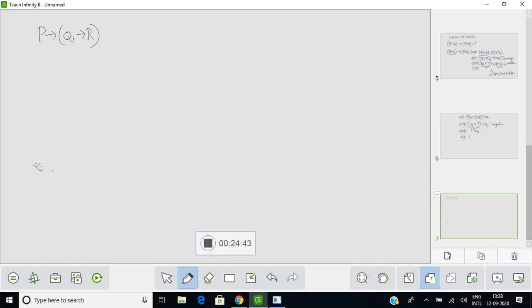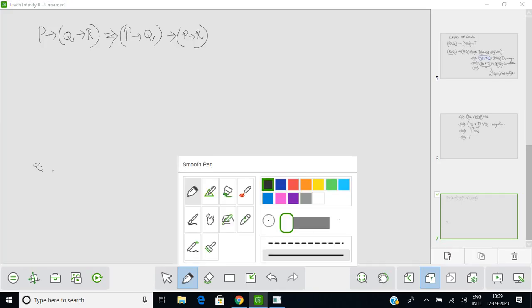What more can I show? If P, then if Q, then R implies if P then Q, then if P then R. So I want to show this using the laws. How am I going to show this?